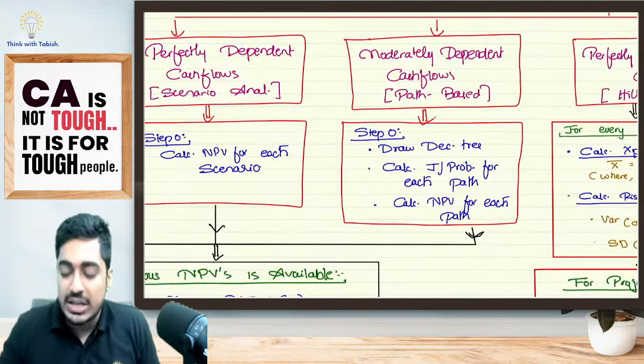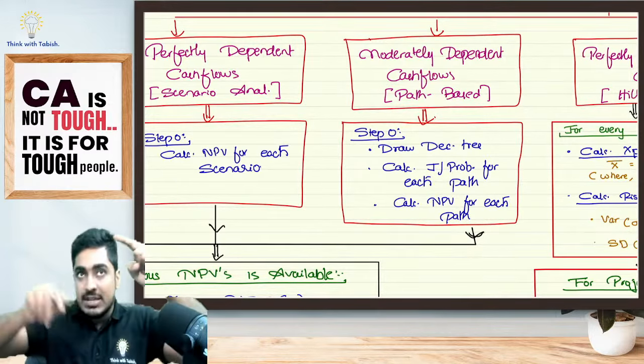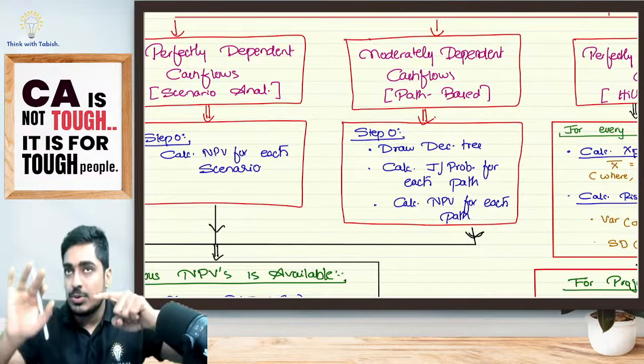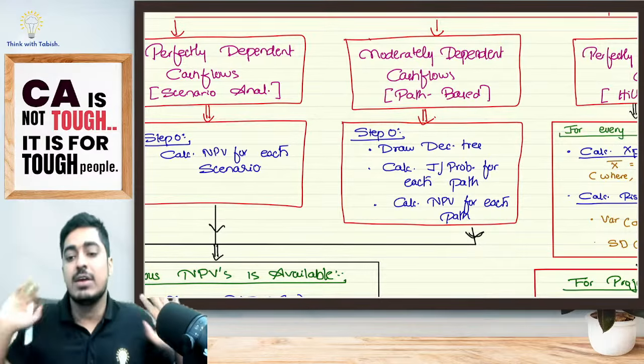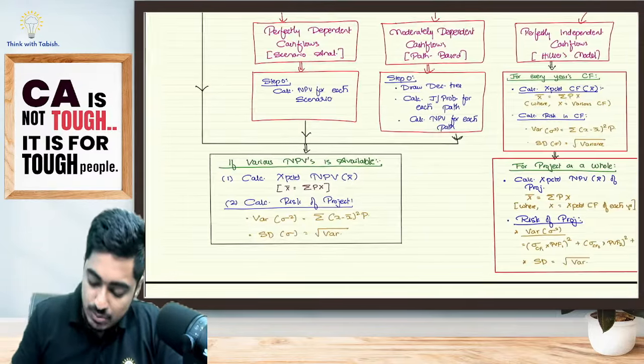Moderately dependent cash flow: I will go for a path-based approach. For every path I will see what all paths can be there, what is going to be the cash flow, what is the joint probability. Based on that, for every path I will calculate NPV. Once I get NPV for every path, the steps are the same.